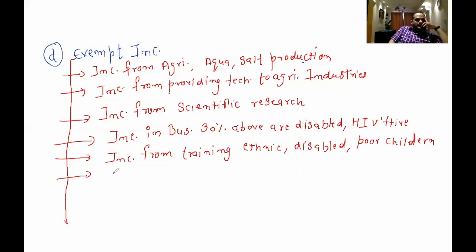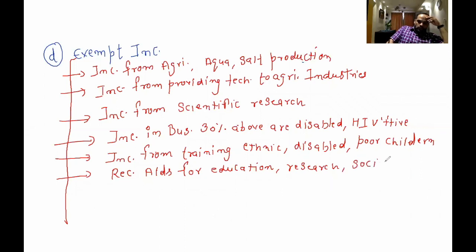If you receive aids, receive any kinds of aids for education, research, or social activities, socioeconomic activities. So if you receive any kinds of income for education purposes, research purposes, social activities purposes, on that income, you don't have to pay tax.